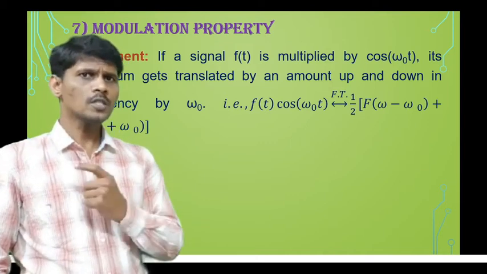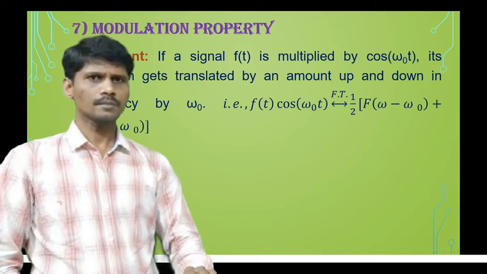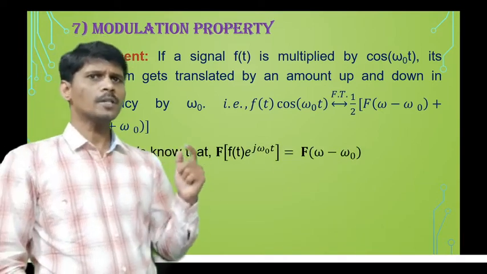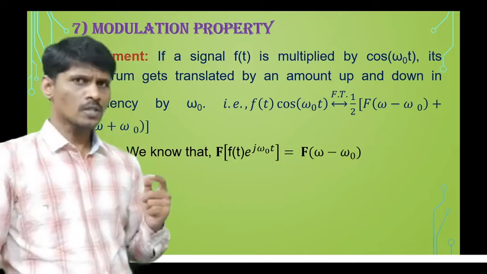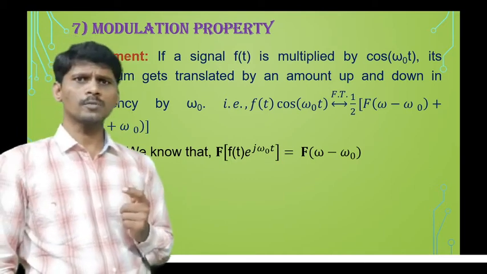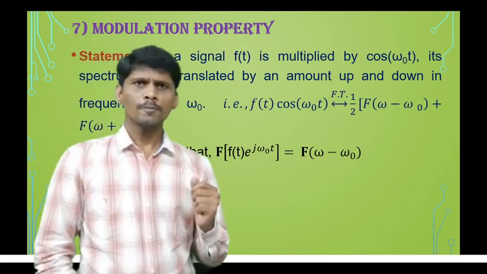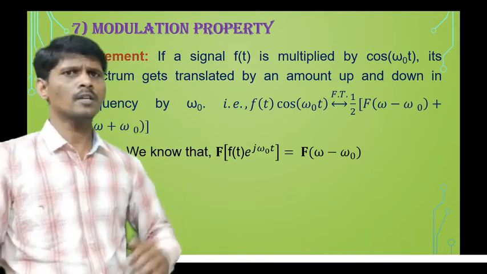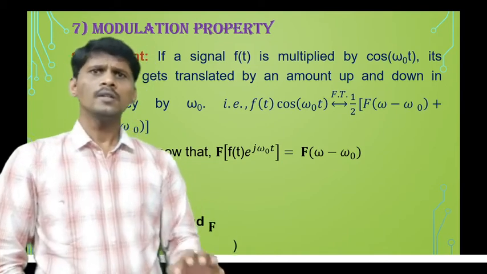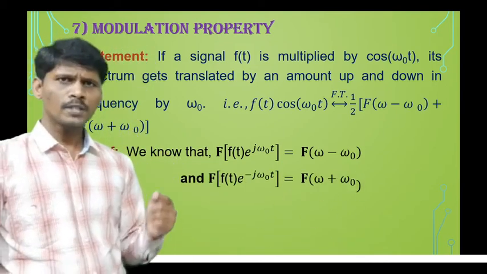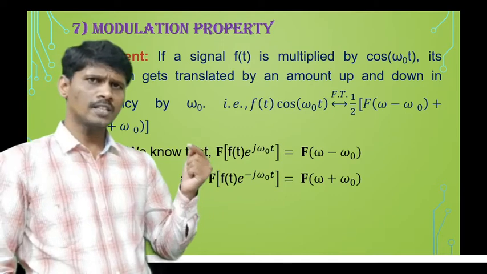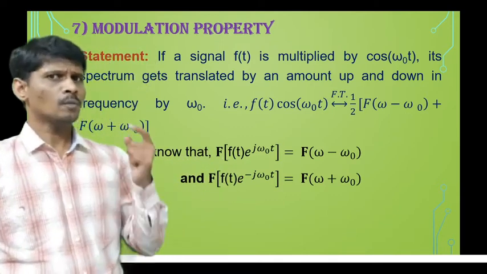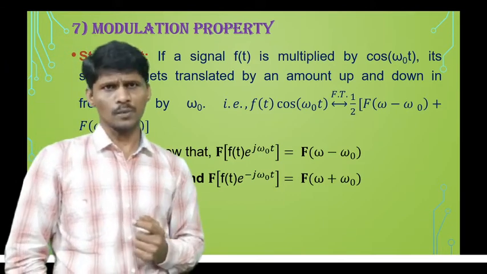So now prove this property. We know that, using the frequency shifting property of the Fourier transform. So what is the frequency shifting property? Fourier transform of f of t into e power j omega naught t is F of omega minus omega naught, and Fourier transform of f of t e power minus j omega naught t is F of omega plus omega naught. So using this property, prove the modulation property.